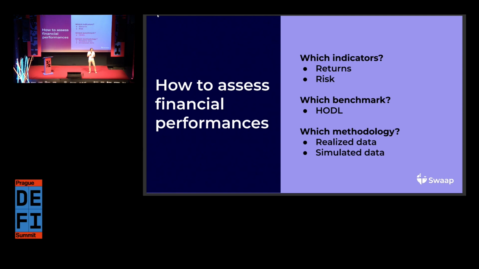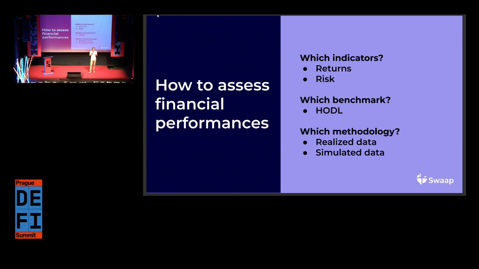The second question is around the benchmark. So I would say for AMMs, the best benchmark is probably HODL. So you want to compare your returns and your risk to as if you were hodling the tokens that you deposited into the AMM. But that can vary depending on your objective.